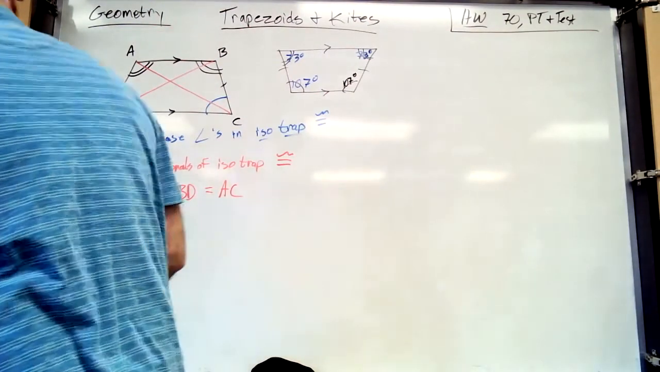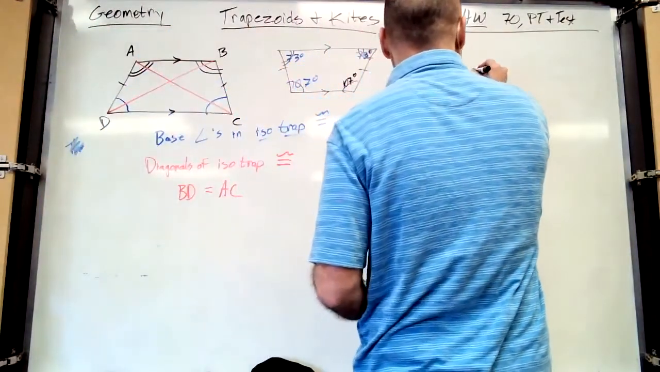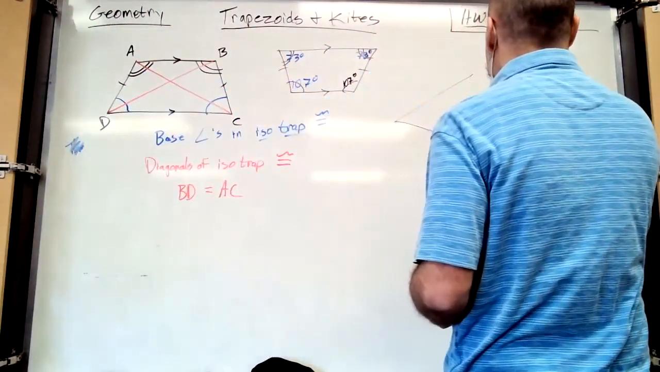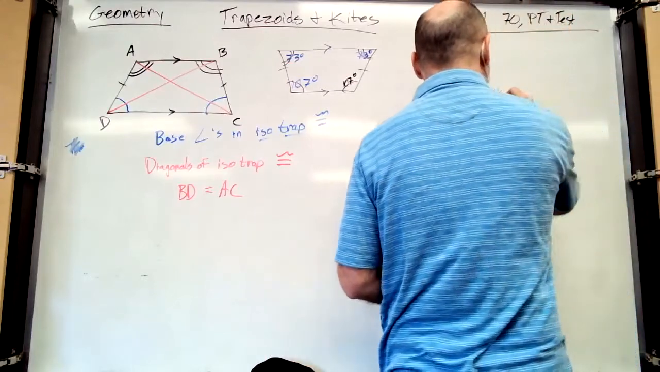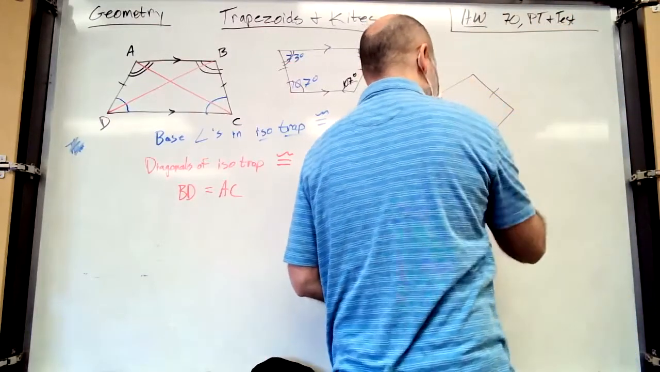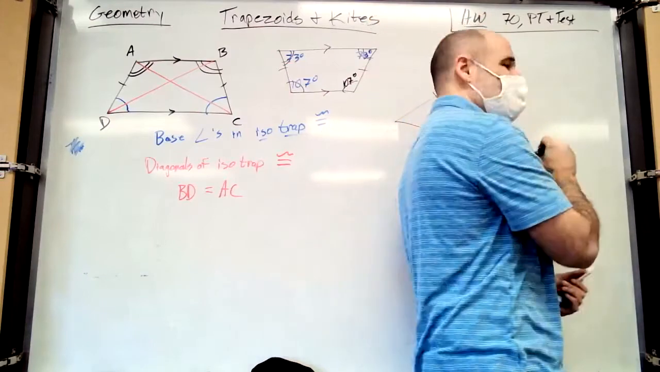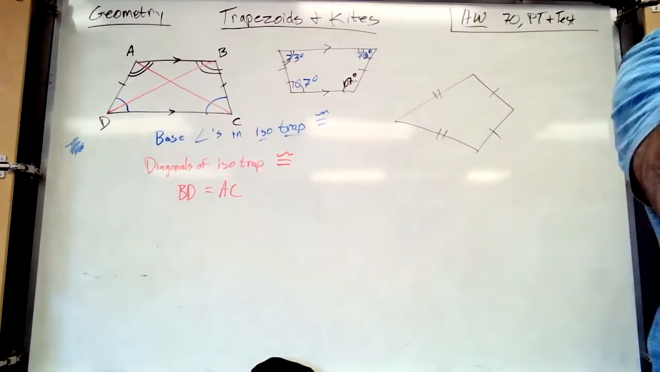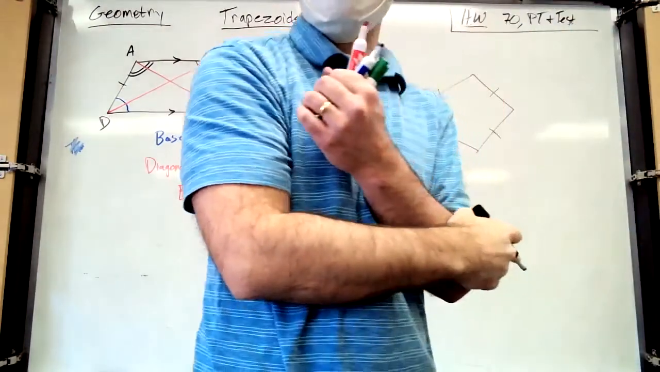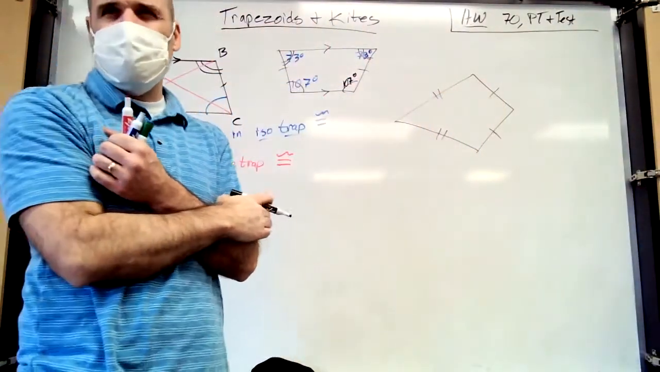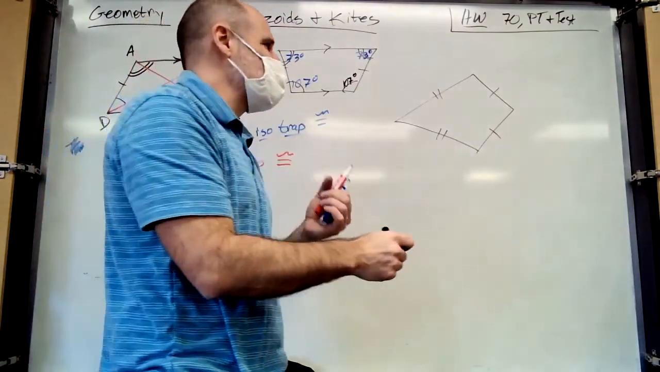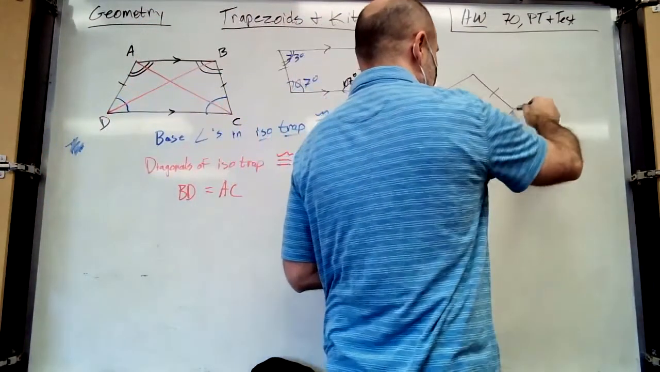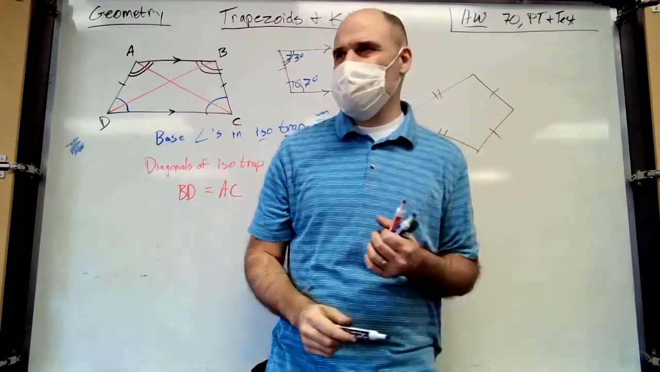Okay, so this is a kite. A kite is a quadrilateral that has two pairs of congruent consecutive sides. So not opposite sides; two pairs of congruent opposite sides, that's a parallelogram. Okay? But a kite has two pairs of consecutive congruent sides. Okay?